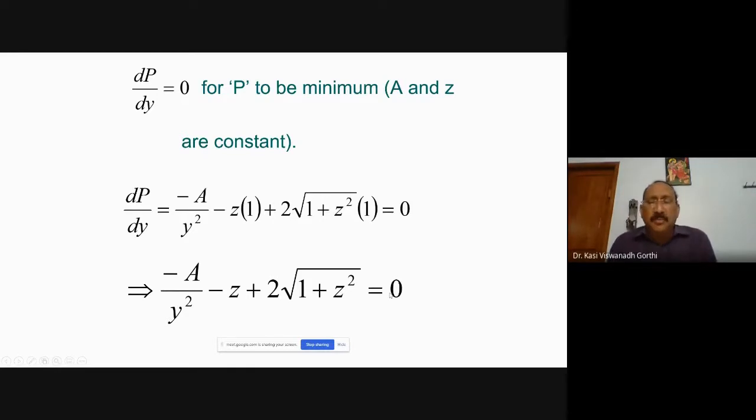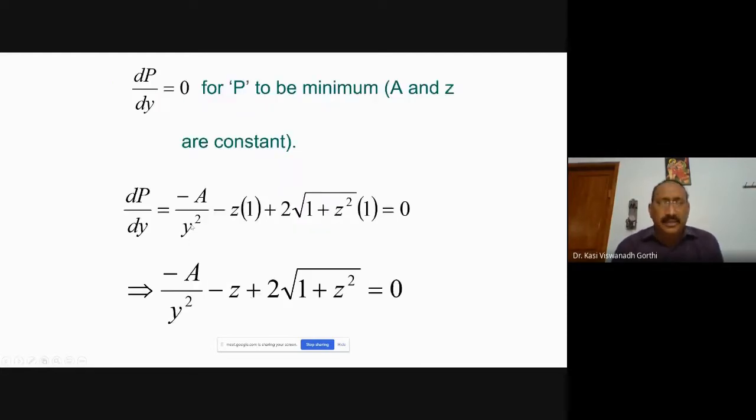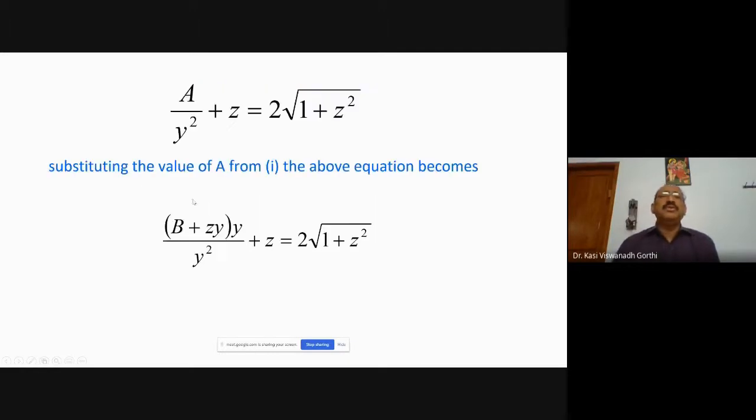Let me stop here for the moment. Please go through this equation again. What did you get now? dP by dY is the differential of P with respect to Y. In the earlier equation, P is equal to A by Y minus ZY plus 2Y root 1 plus Z square. So the differential gives minus A by Y square, minus Z into 1, plus 2 into root 1 plus Z square into differential of Y, which is 1, is equal to 0. Or minus A by Y square minus Z plus 2 root 1 plus Z square is equal to 0.